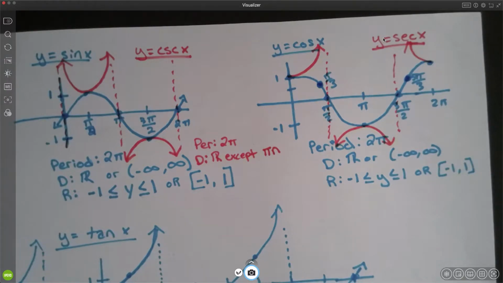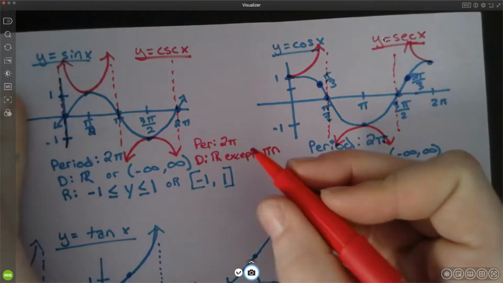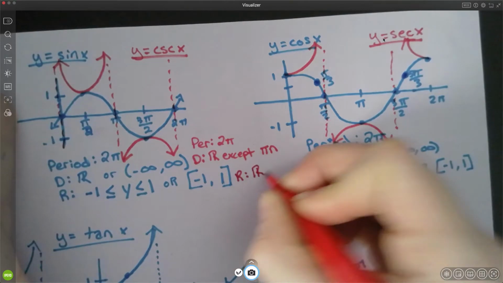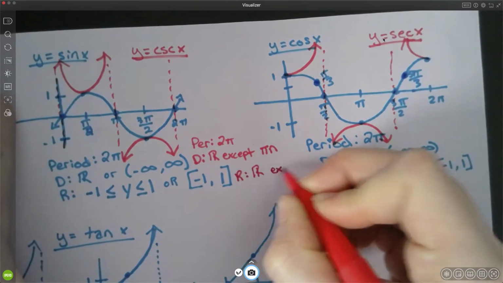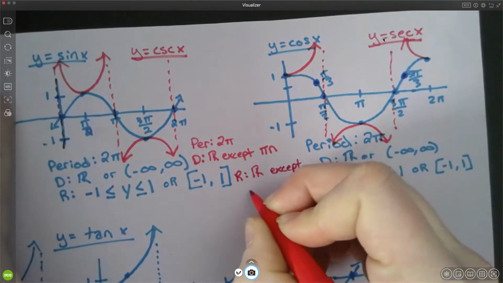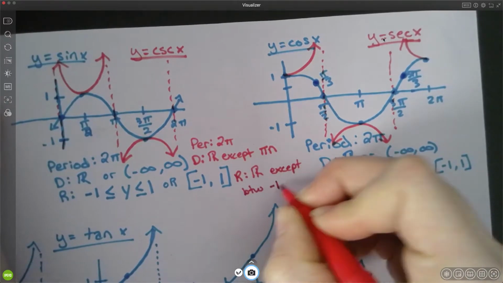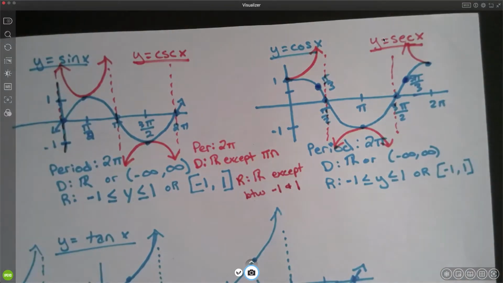Up and down. He'll go up forever, he'll go down forever, but he won't be in here, right? So all reals except one. Okay. Now, will he touch one and negative one? Yeah. Okay, so all reals except between negative one and one. Okay, but he will touch negative one and one exactly, right? It would actually be like negative 0.9999 and positive 0.9999.